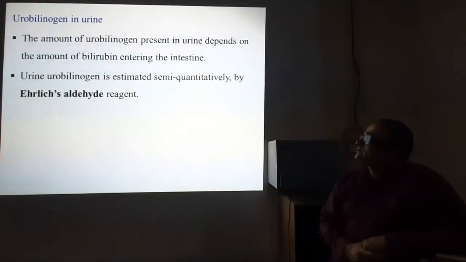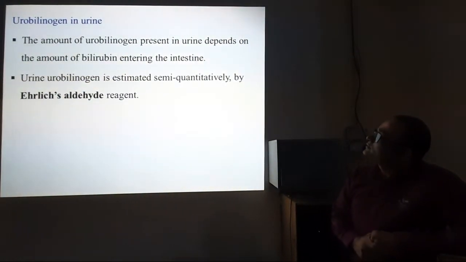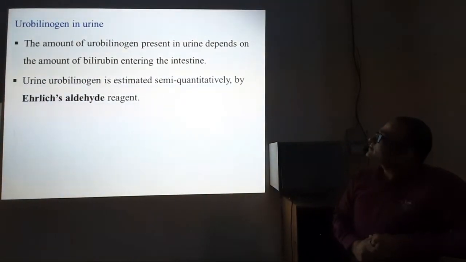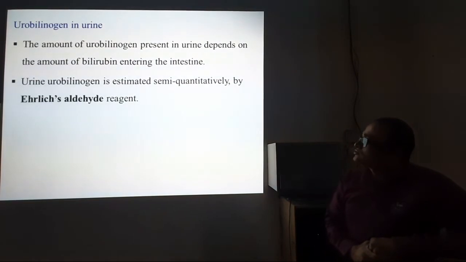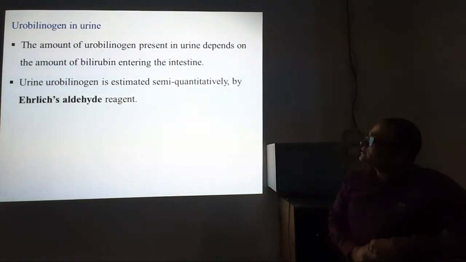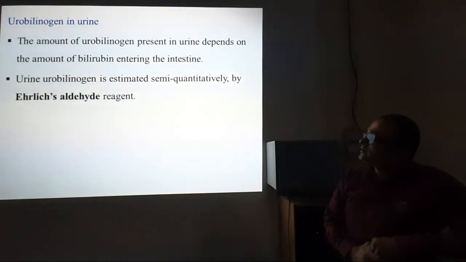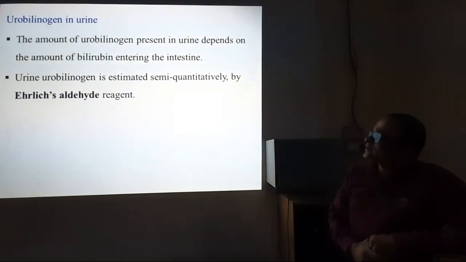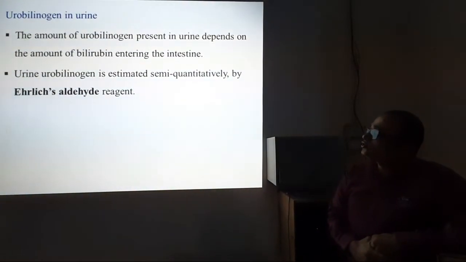Then urobilinogen. As I have already said, urobilinogen is formed in the intestine. So the amount of urobilinogen present in the urine depends on the amount of bilirubin entering the intestine. Urobilinogen is estimated by Ehrlich aldehyde reagent. You will learn it in the next practical. Ehrlich aldehyde reagent is the reagent used for the estimation of urine urobilinogen.